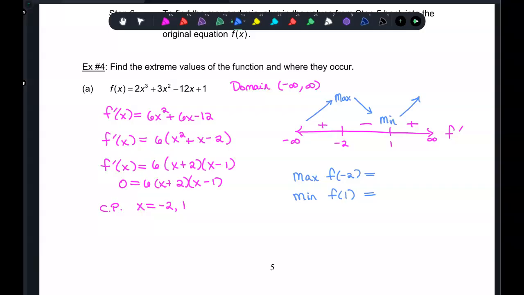Okay, f of -2. We can do this here. 2 times -8, -16, plus 12, plus 24, plus 1. 21. Okay, f of 1. This one's easier. 2 plus 3, 5. Minus 12, -7. Plus 1. Excellent.